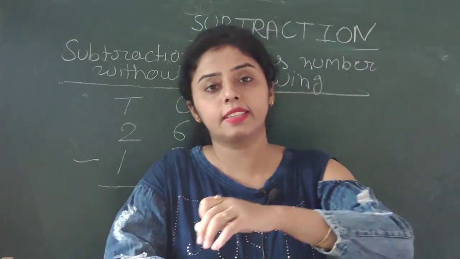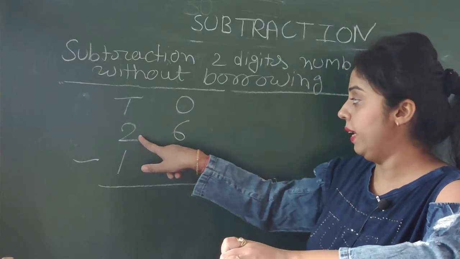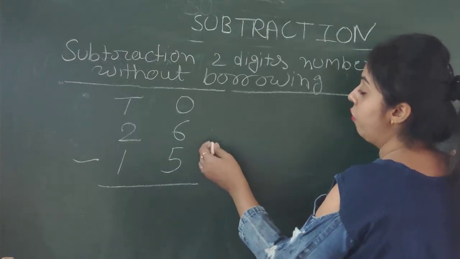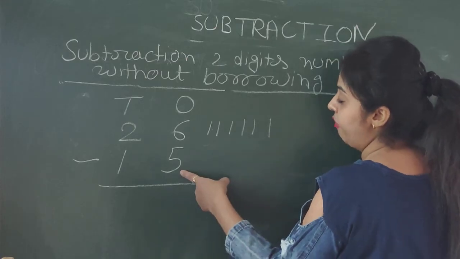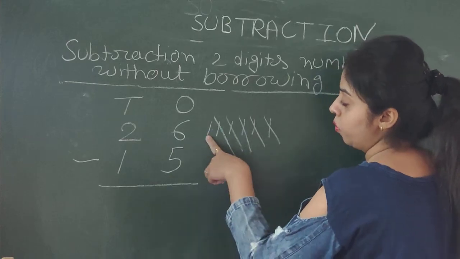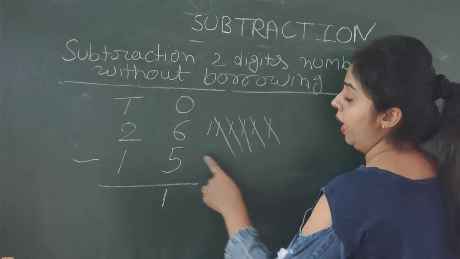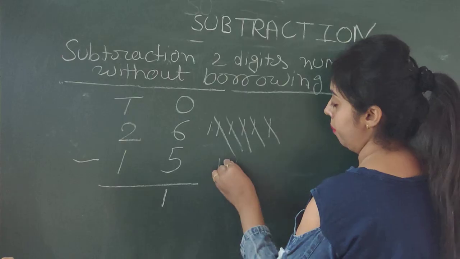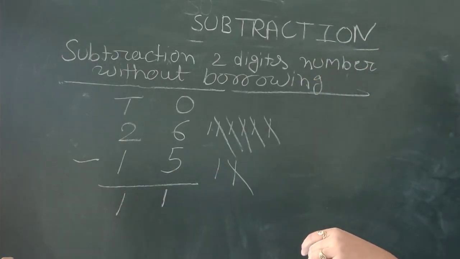Earlier we subtracted 1 digit numbers, now we will do 2 digit numbers. 26 subtract the 15, it means less. 6 subtract the 5. 1, 2, 3, 4, 5 and 6. Cut the 5. 1, 2, 3, 4 and 5. So how many are left? 1. Okay. Next 2 and 1. Cut the 1. So 1 is the right answer.